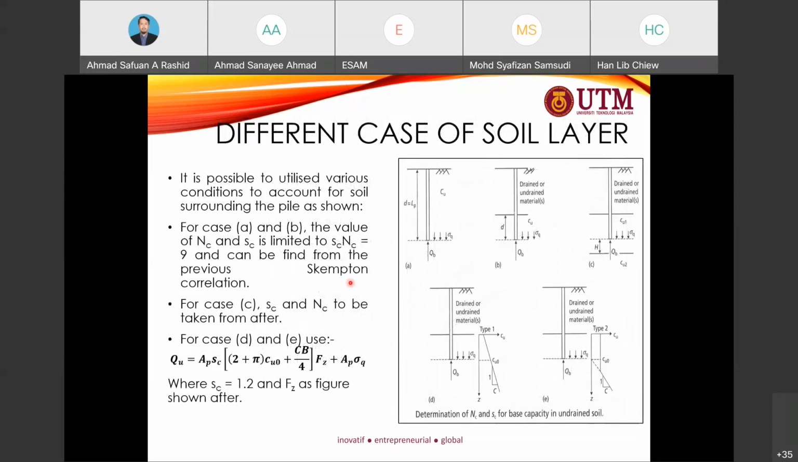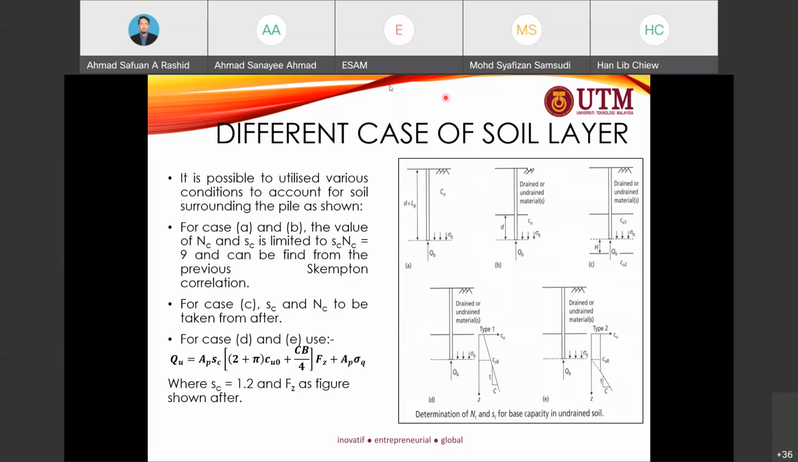So for different cases of soil layer, this is an additional approach, where we have a multi-layer of soil. It is possible to utilize various conditions to account for soil surrounding the pile as shown. For cases A and B, the value of NC and SC is limited to NC and SC equal to 9, and can be found from the previous Skempton calculation.